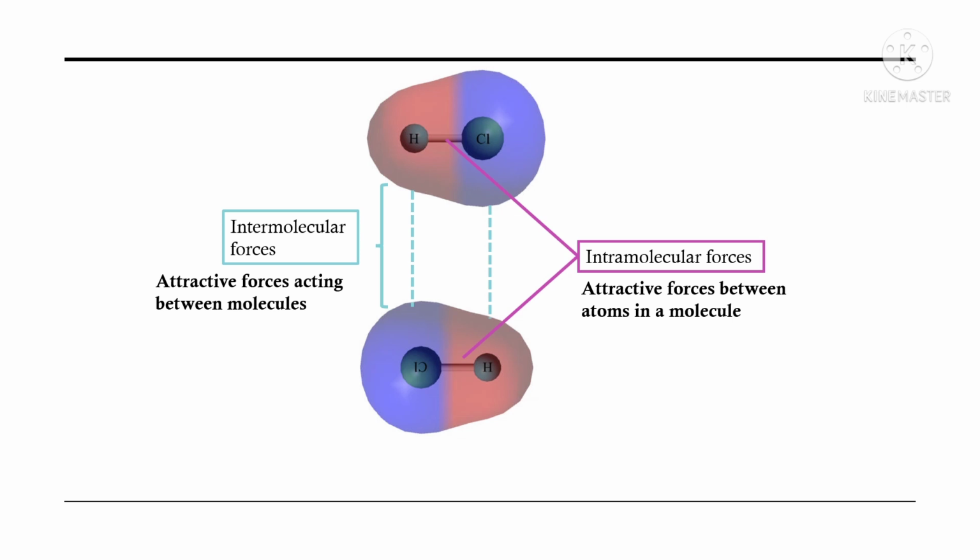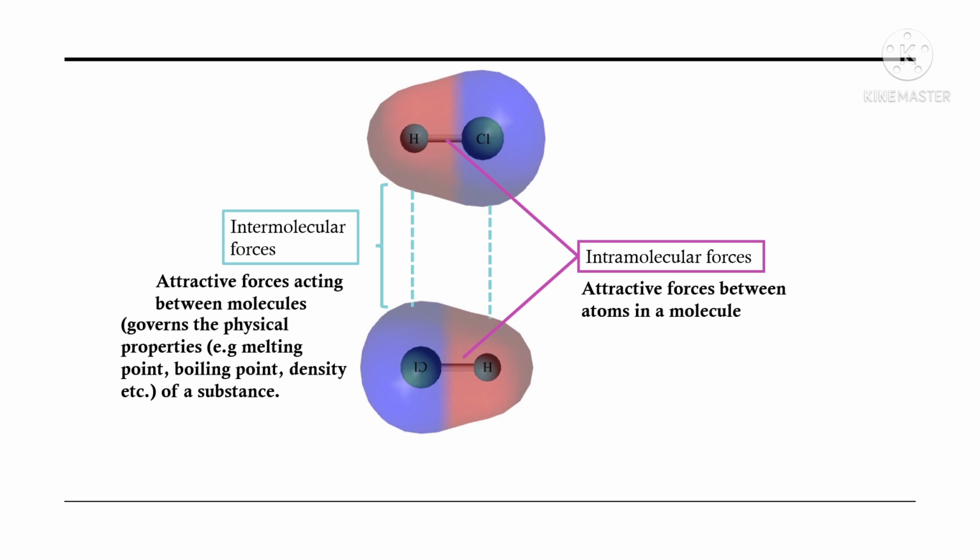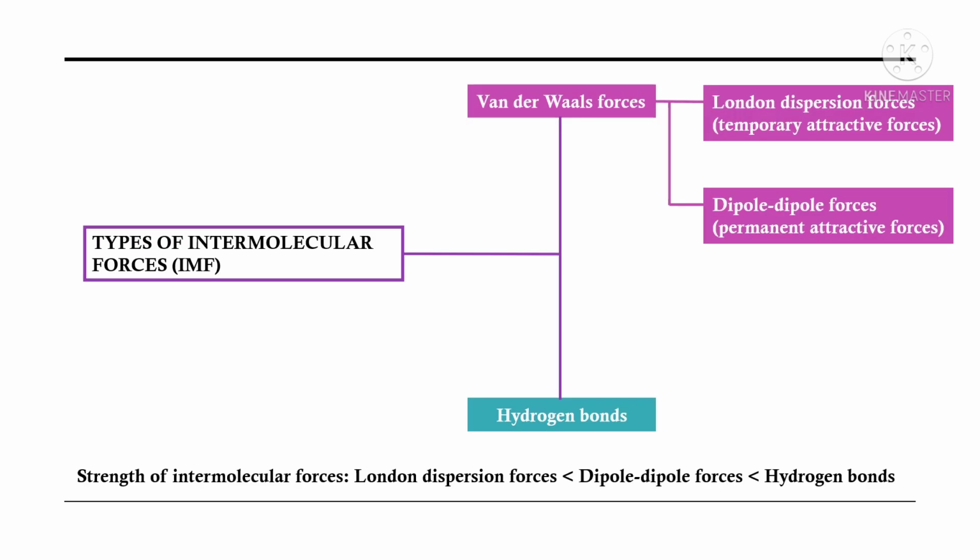And intermolecular forces are important because they govern the physical properties of a substance, such as the melting point, boiling point, density, and so on. There are two types of intermolecular forces that I'm going to cover. The first one is van der Waals forces, which include London dispersion forces and dipole-dipole forces, and the second one is hydrogen bonds. The strength of intermolecular forces increases in the order of London dispersion forces being the weakest, followed by dipole-dipole forces and hydrogen bonds being the strongest.